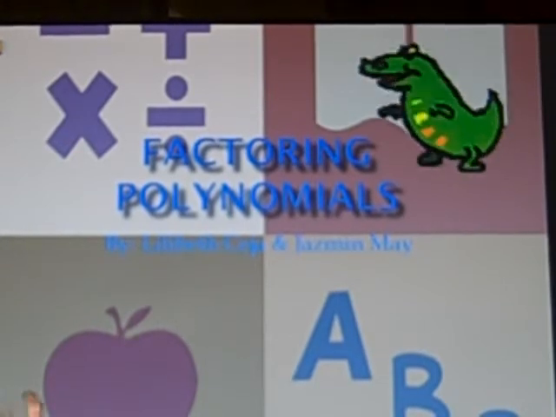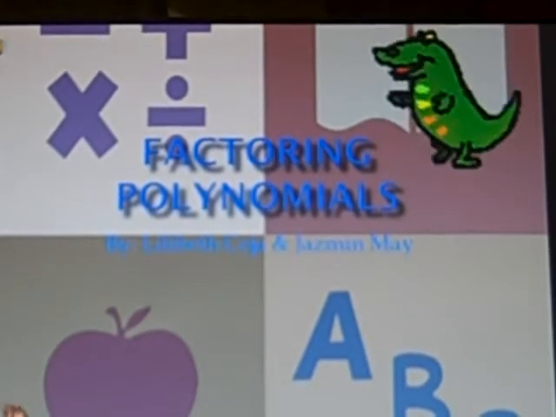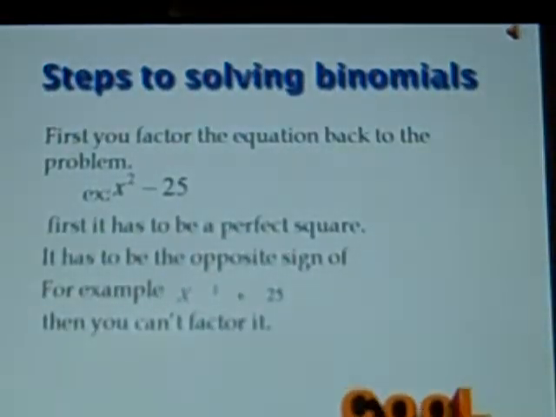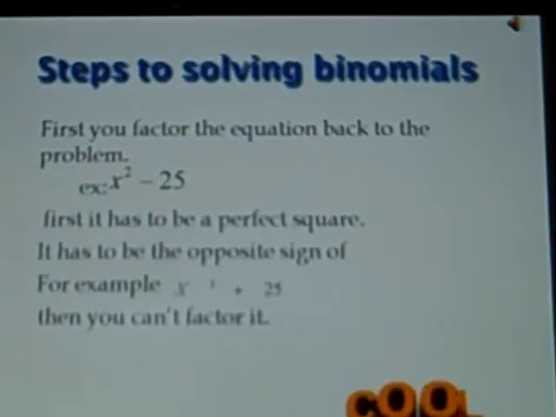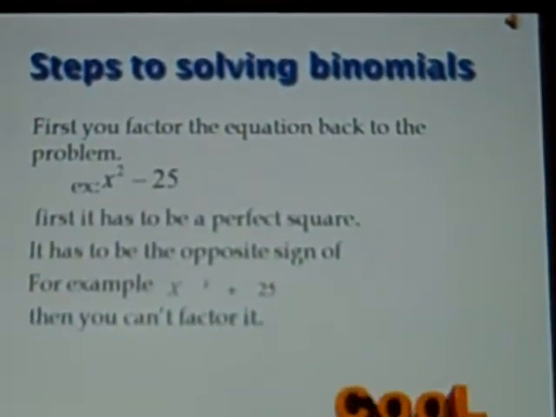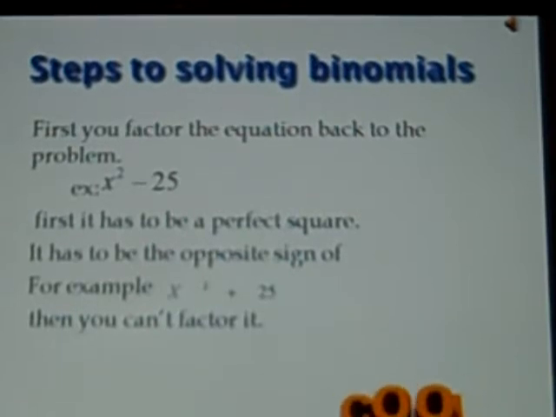Today we will be talking about factoring polynomials. Steps to solving binomials. First, you factor the equation back to the problem. Example, x squared minus 25.